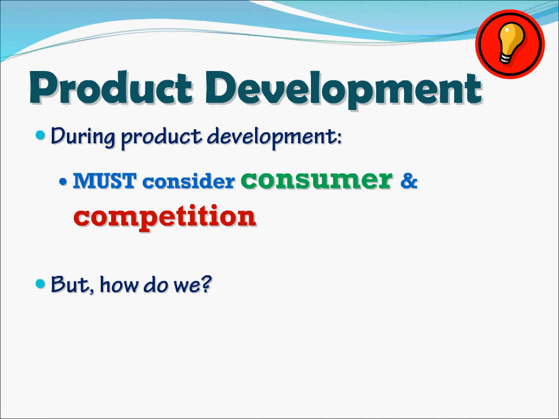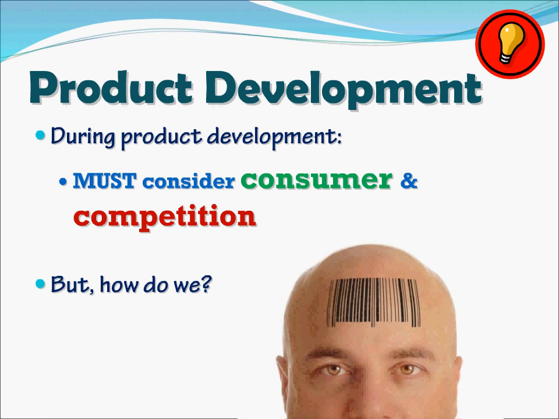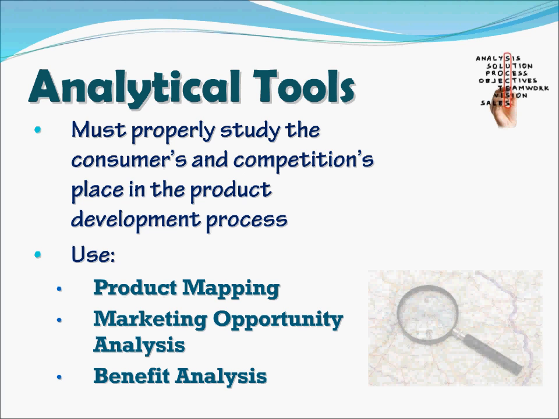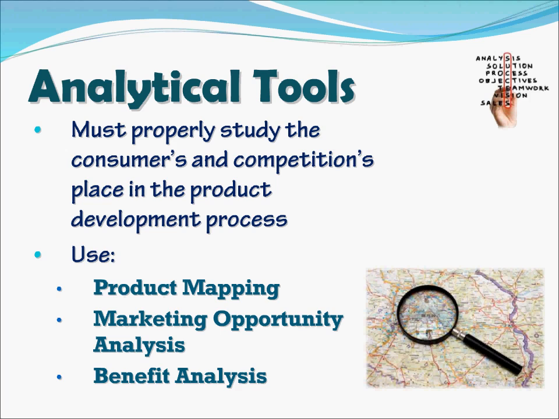So if we must consider both the consumer and competition, how do we consider this? How do we get this information? Now, we've looked at marketing research, and so this is going to lightly touch on that idea, but these are the functions that need to be performed during product development. To properly study the consumers and competition's place in the development process, we need to consider what's going on out there in the market. We will use product mapping, market opportunity analysis, and benefit analysis.